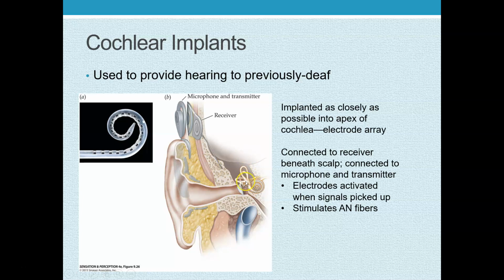This implant will be connected to a receiver that is inserted beneath the scalp. It's connected to a microphone and a transmitter. The electrodes become activated when sound signals are picked up, and they stimulate auditory nerve fibers. What's really critical is that you have to have a working auditory nerve to be able to use a cochlear implant. If you do not have a good, healthy auditory nerve, a cochlear implant cannot be used.